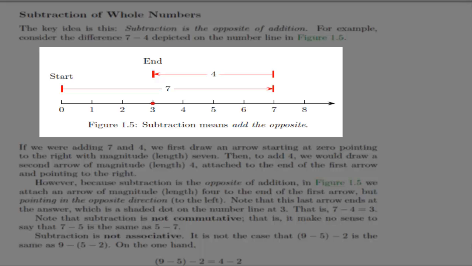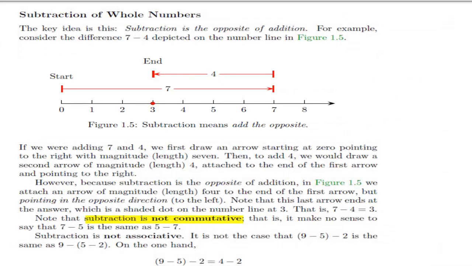However, because subtraction is the opposite of addition, in figure 1.5, we attach an arrow of magnitude (length) 4, to the end of the first arrow, but pointing in the opposite direction, to the left. Note that this last arrow ends at the answer, which is a shaded dot on the number line at 3. That is, 7 minus 4 equals 3. Note that subtraction is not commutative. That is, it makes no sense to say that 7 minus 5 is the same as 5 minus 7. Similarly, 7 minus 4 is not the same as 4 minus 7.